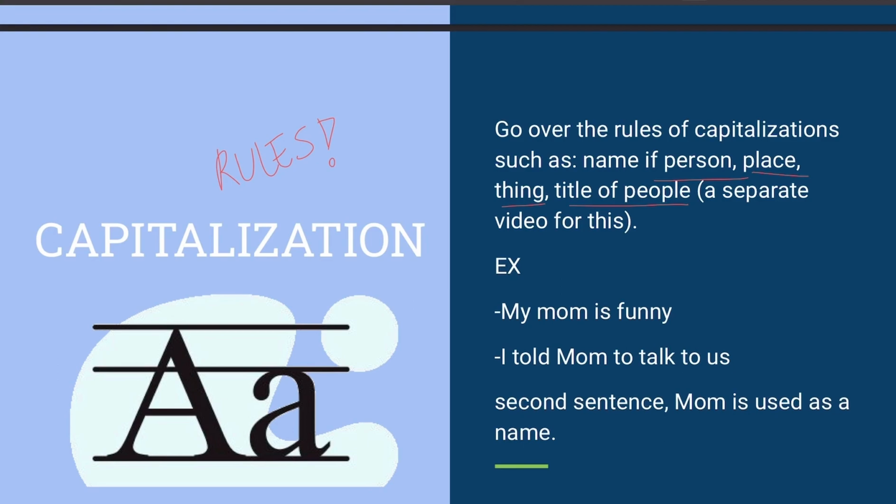So an example would be my mom is funny, and the second example, I told mom to talk to us. You can see the mom in this second sentence is capitalized. Now why? Because in the second sentence, mom is used as a name, so we capitalized it. So depending on the sentence and the context, again, you have to capitalize depending on the rules that you will go through.